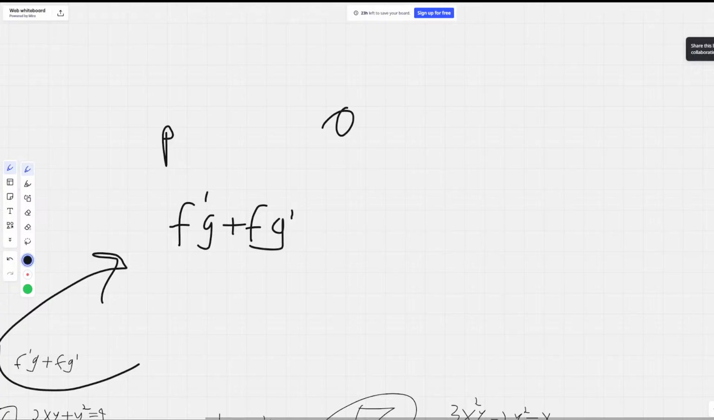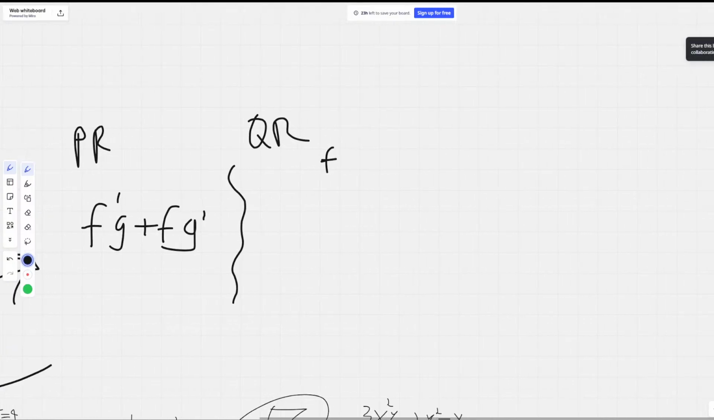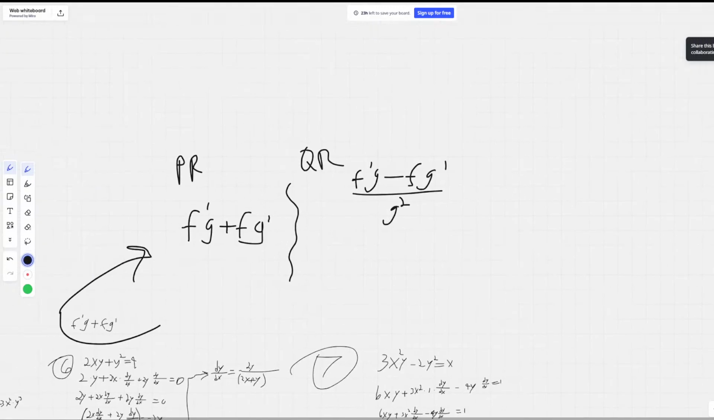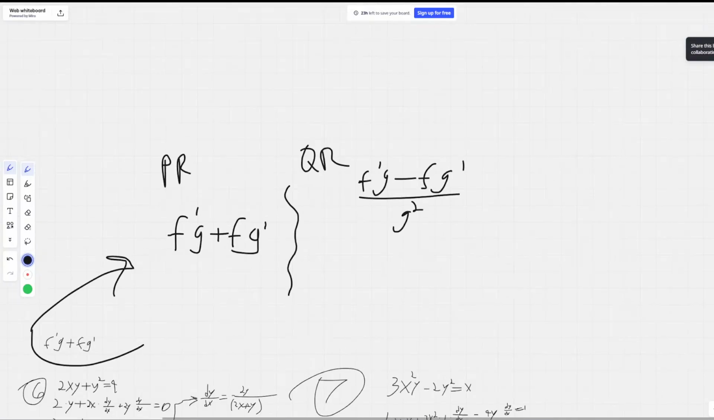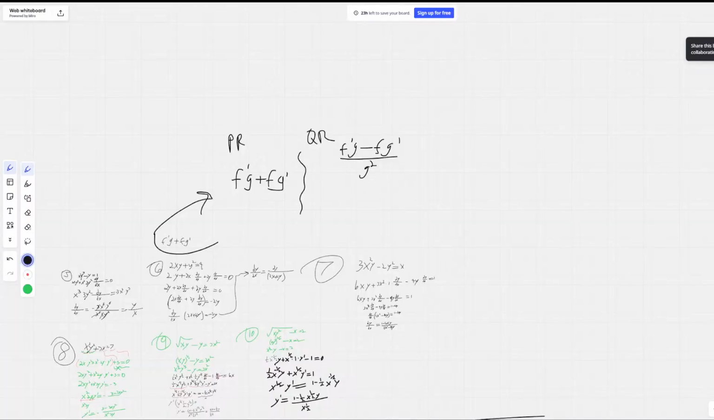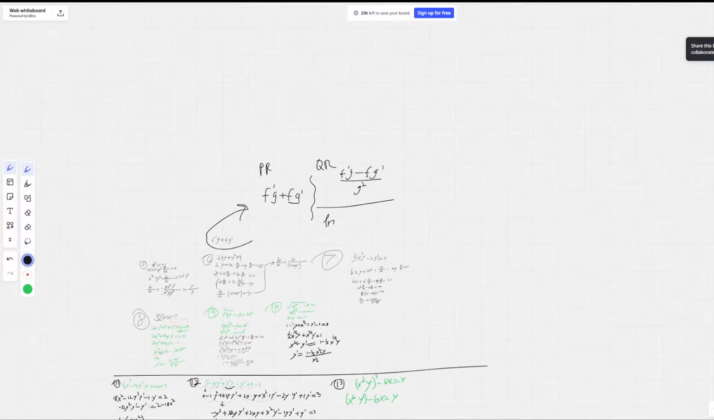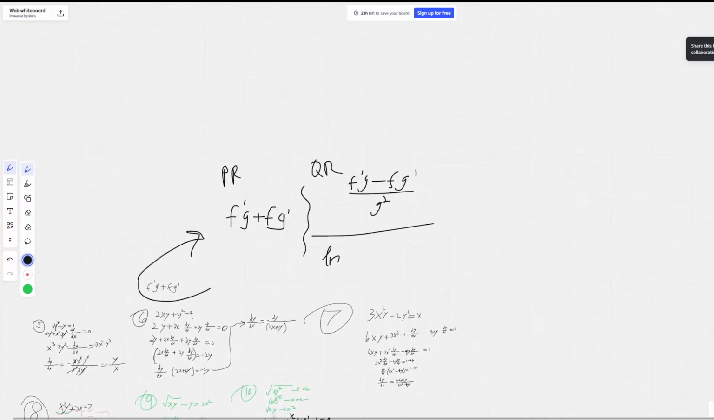I'll just do it like this. Product rule, I believe. Quotient rule is the other one: F prime G minus F G prime all over G squared. Luckily we haven't gotten into that yet. Also luckily we haven't gotten into ln yet, and these as well. It just creates a little extra work.